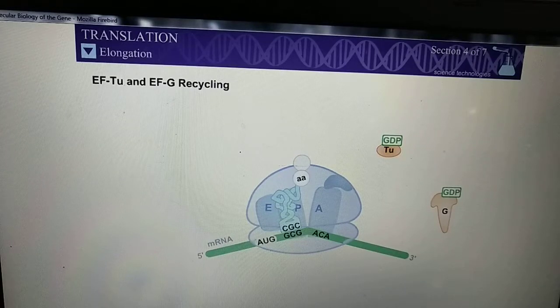Note that elongation factors EFTU and EFG both end up as complexes with GDP after one round of elongation. Both factors must exchange their GDP for GTP before they can be used again. For EFTU, this exchange is facilitated by elongation factor EFTS. For EFG, the GDP simply falls off and is quickly replaced by a GTP.